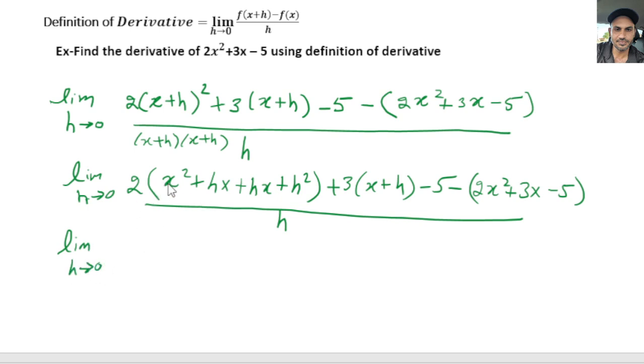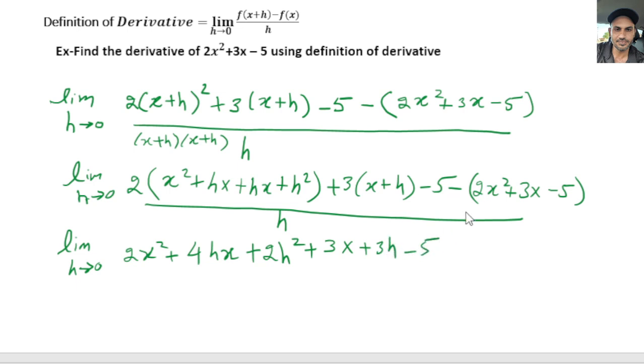Now we're going to go ahead and distribute this 2 inside. So we got 2x squared plus this hx and hx are 2hx. So 2hx times 2 is 4hx plus 2 times h squared is 2h squared plus 3 times x is 3x, and 3 times h is 3h.